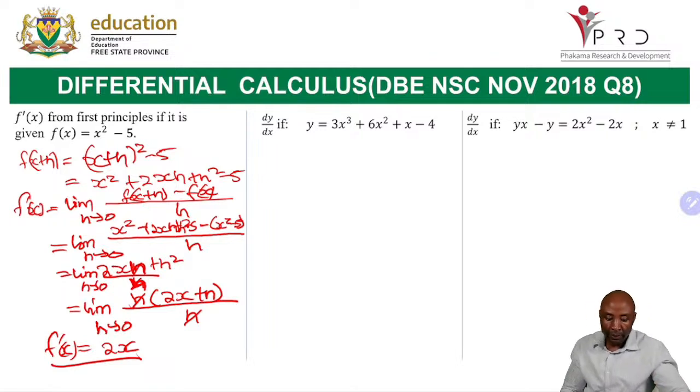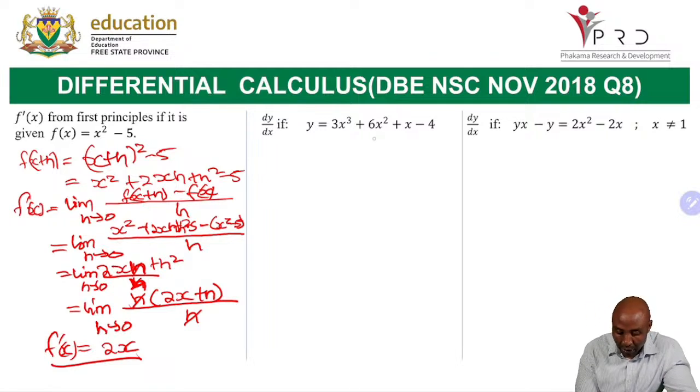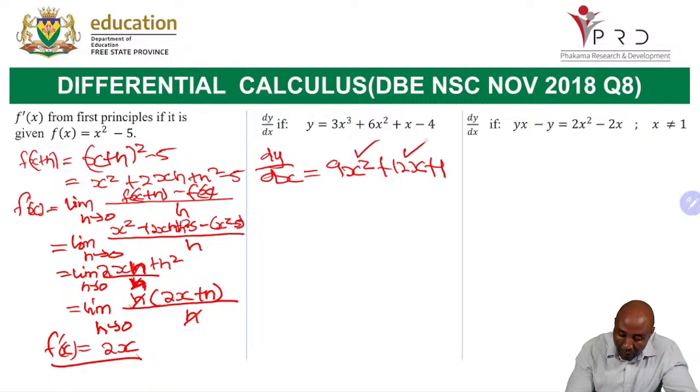Then we have that one. We have our function in terms of y is equal to 3x squared. So for us to do the derivative, we apply the rules. dy/dx will be equal to 3 times 3 will give us 9x squared plus 12x plus 1. So for each of these derivatives, you get a mark.